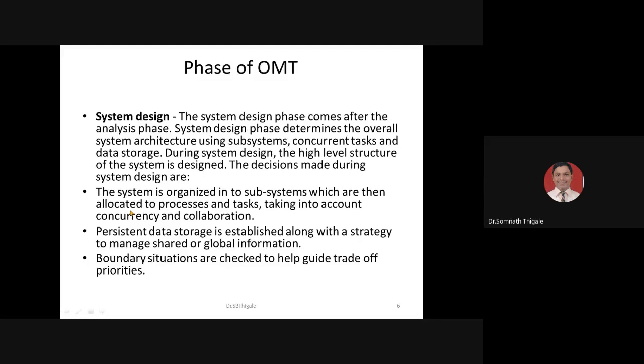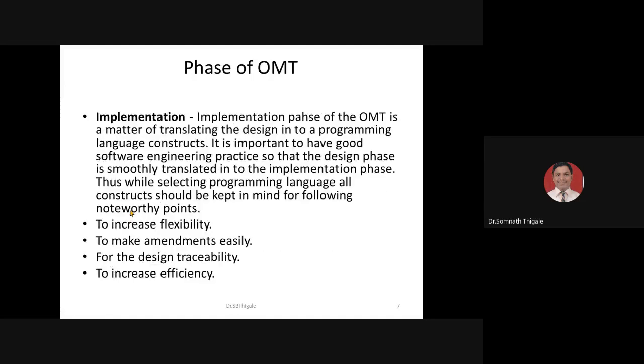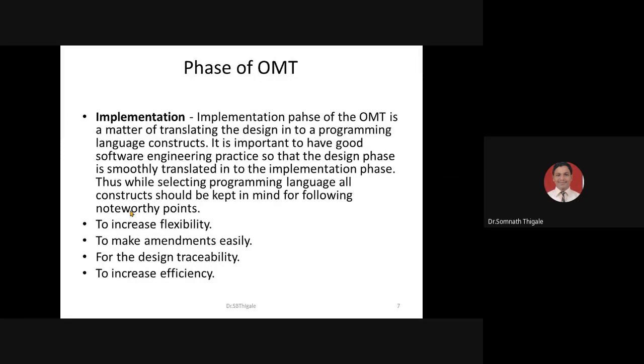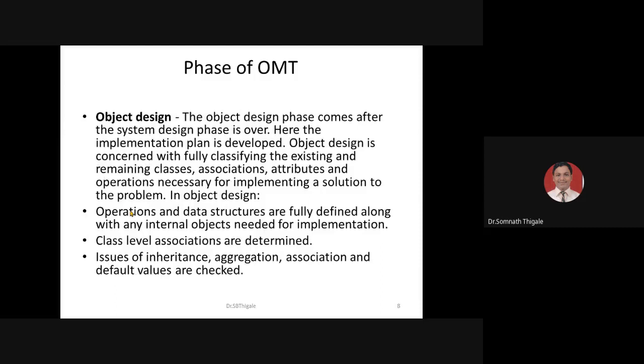We'll come back again to understand the difference between system design and one more design concept called object design. Now next is implementation. But before that, understand object design. The object design phase comes after the system design phase is over. Here, the implementation plan is developed. Object design is concerned with fully classifying the existing and remaining classes, their associations, meaning relationships, attributes and operations necessary for implementing a solution to the problem.